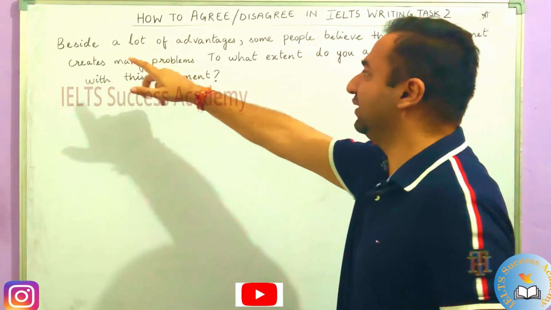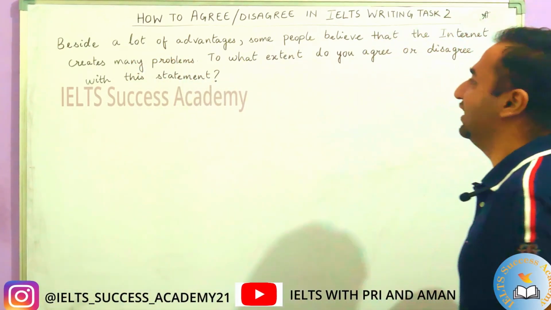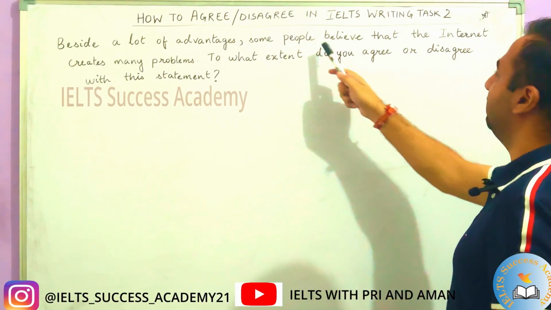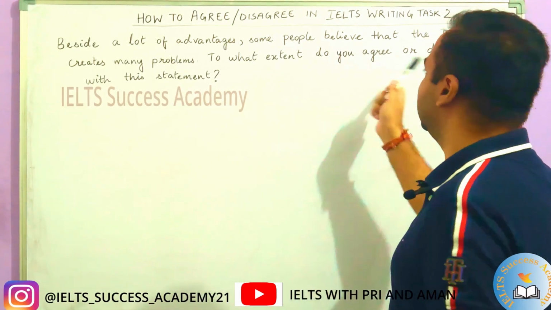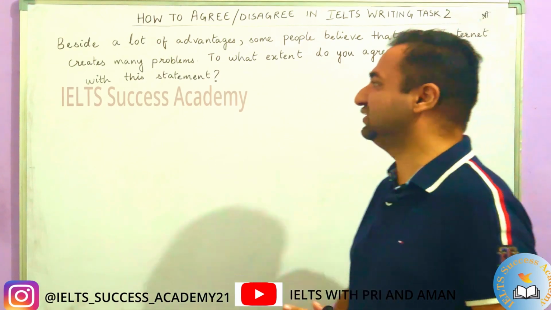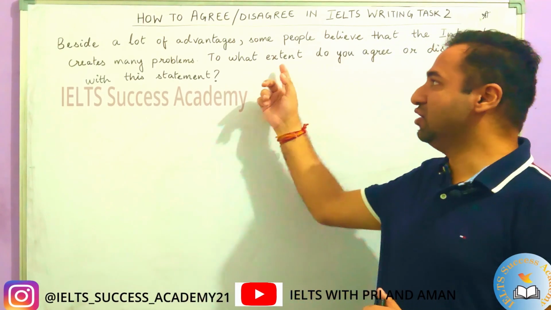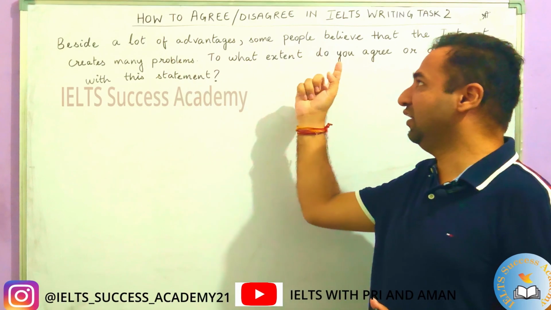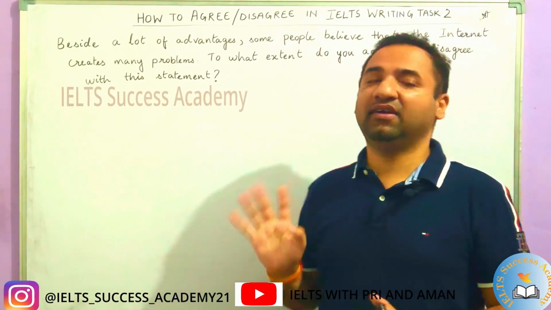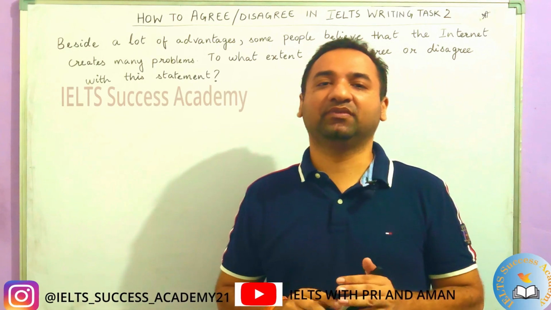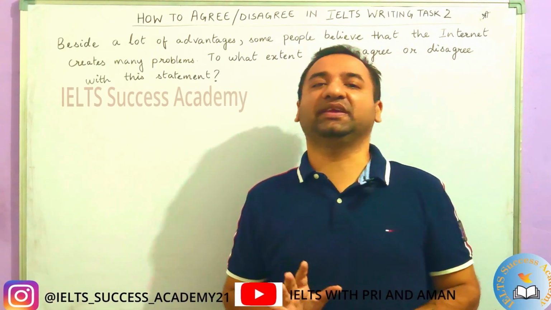So, for example, here, beside a lot of advantages, some people believe that the internet creates many problems. To what extent do you agree or disagree with the statement? So, in this question, you either agree with the statement or you disagree with the statement. So, how do you agree or disagree?